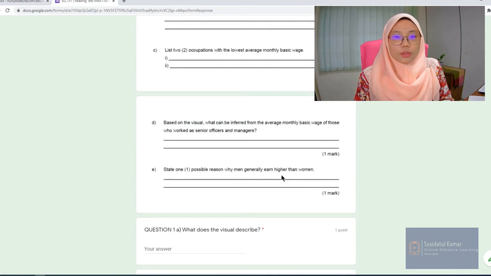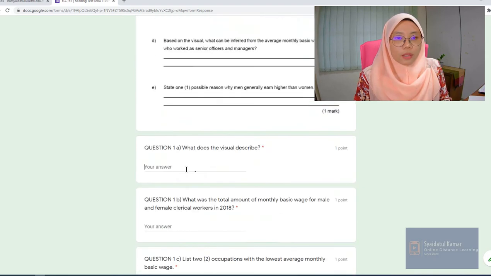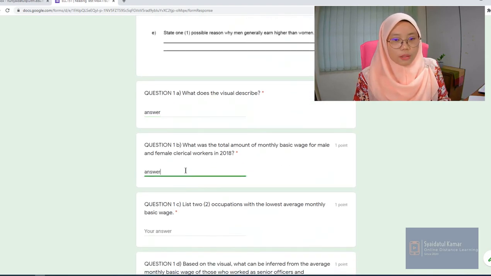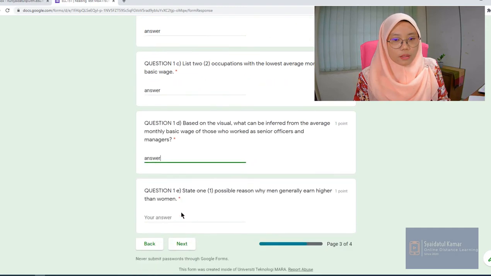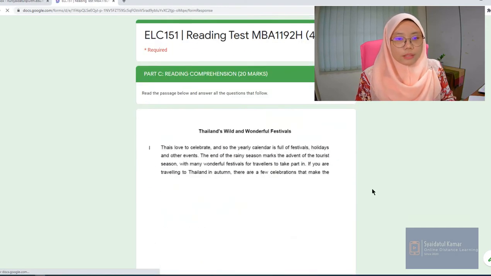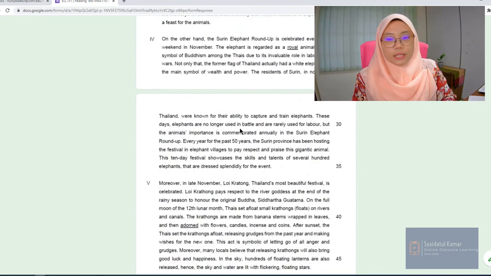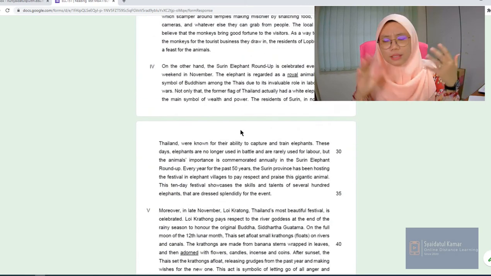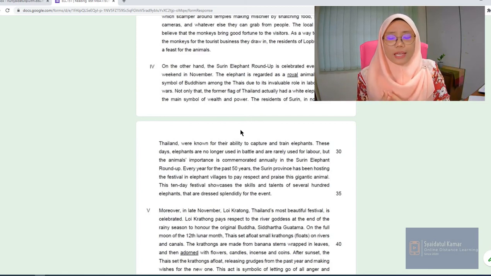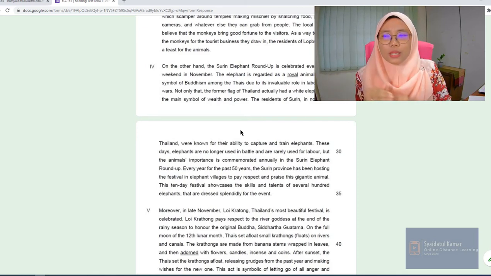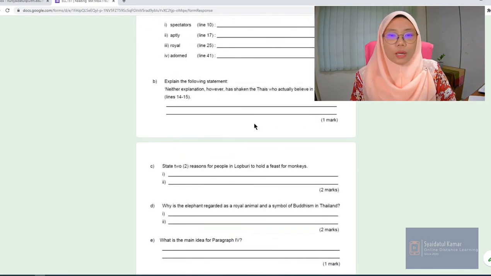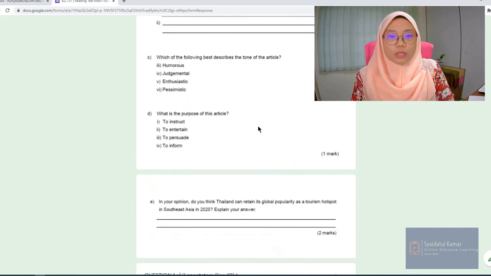Next, so you don't have this part. Let me just skip this one. Next. This is last semester. The reading test for ELC151 is more extensive as compared to ELC231. So this semester, you only have 10 questions. It's a simpler or shorter version of the reading test. I'm just going to show you how it looks.